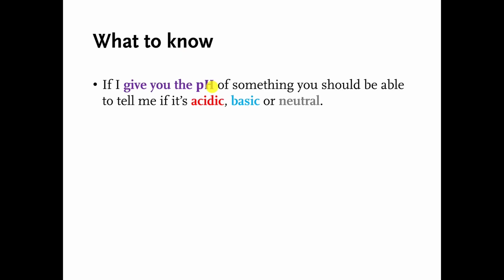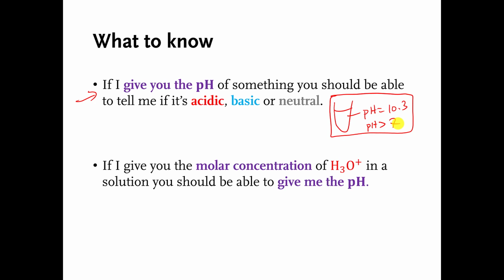So what I want you to know, if I give you the pH of something, you should be able to tell me if it's acidic, basic, or neutral. Here's some pretend test tube with some watery liquid in it, and the pH is 10.3. Is it acidic, basic, or neutral? In this case, it's going to be basic because if the pH is greater than 7, you say your liquid is basic.